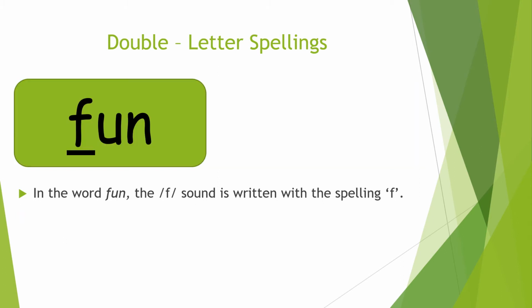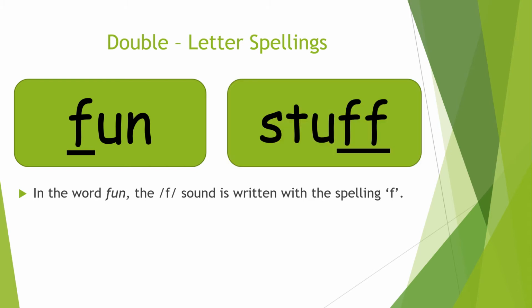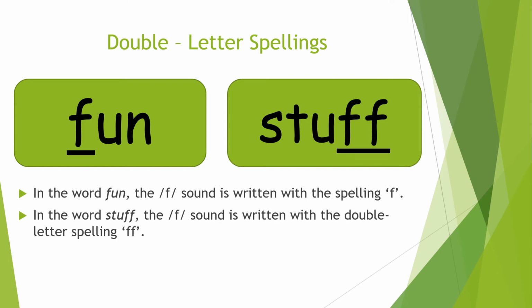Let's take a look at this word. This is the word fun. Notice that the F sound is written with the F spelling, just one F. But when you see this word, there's two F's. This is the word stuff. The F sound is written with the double F spelling, FF. They still make the F sound.